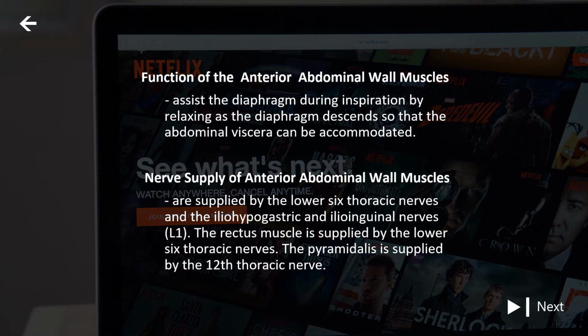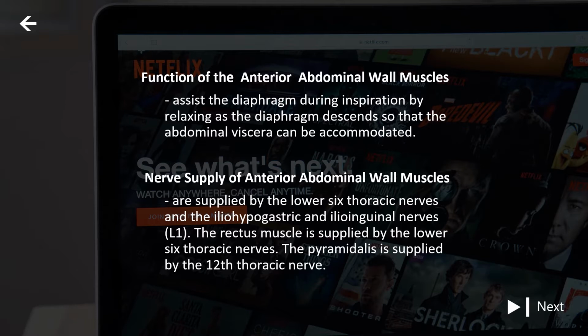Function of the anterior abdominal wall muscles. It assists the diaphragm during inspiration by relaxing as the diaphragm descends so that the abdominal viscera can be accommodated. The muscles assist in the act of forced expiration that occurs during coughing and sneezing by pulling down the ribs and the sternum. Their tone plays an important part in supporting and protecting the abdominal viscera, and by contracting simultaneously with the diaphragm, with the glottis of the larynx closed, they increase the intra-abdominal pressure and help in micturition, defecation, vomiting, as well as parturition.